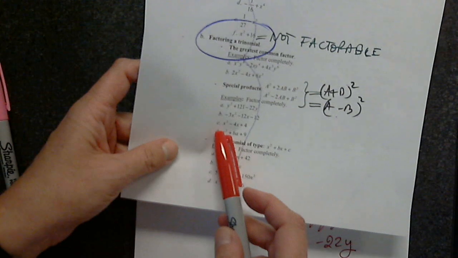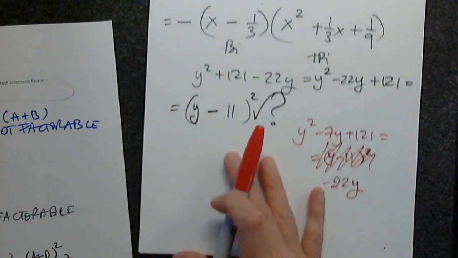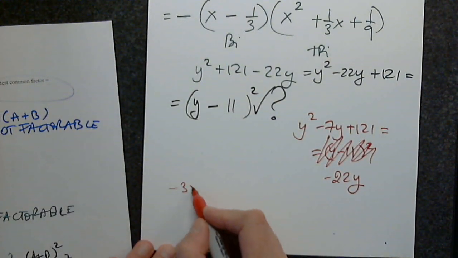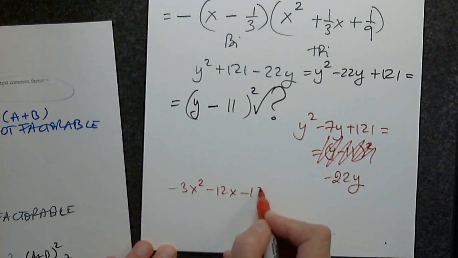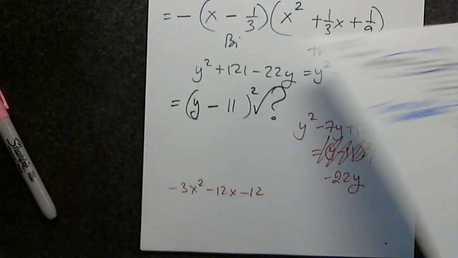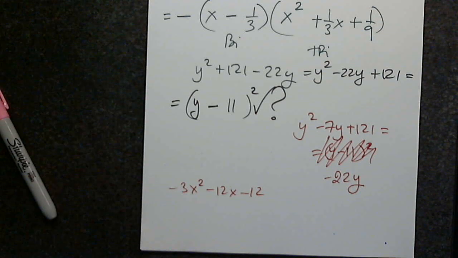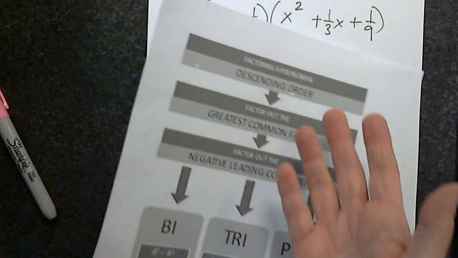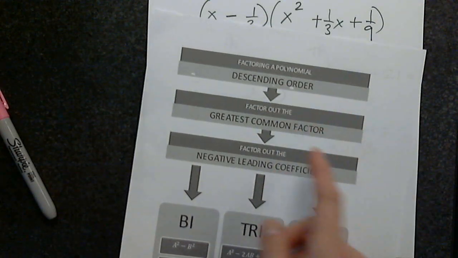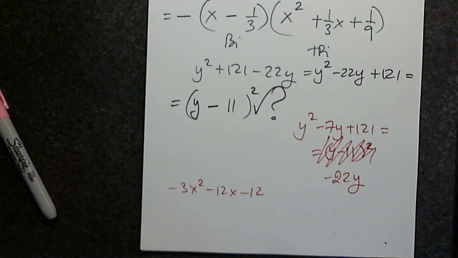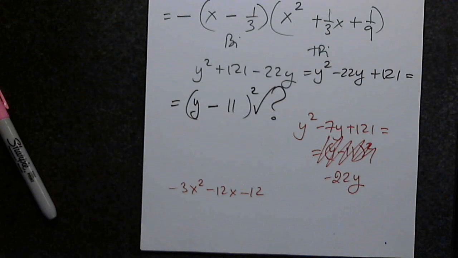Okay, let's say, what about B? Negative 3x squared minus 12x minus 12. Is this a trinomial? That's my first question to myself. Is it a trinomial or a binomial? Good. Is it in descending order? Yes. Greatest common factor? Yes.